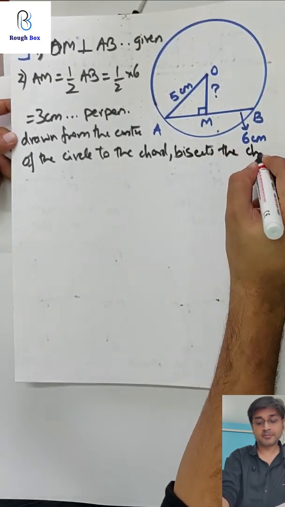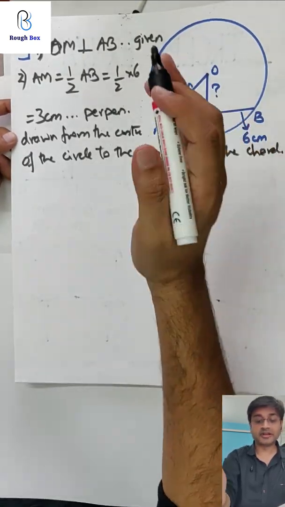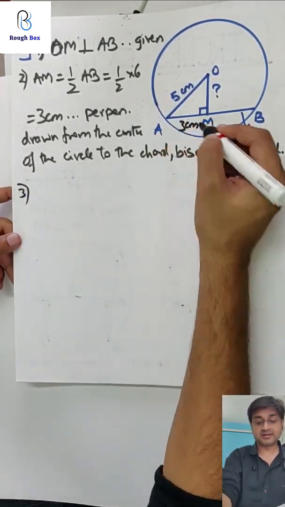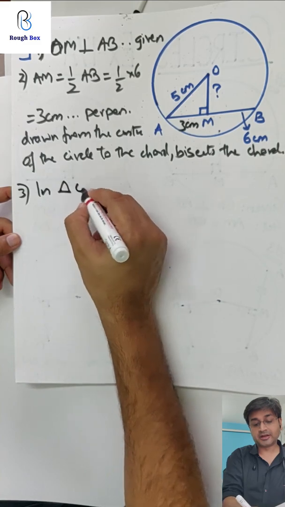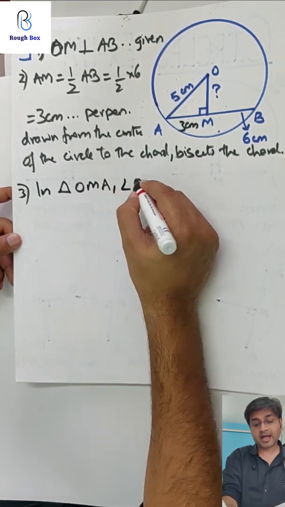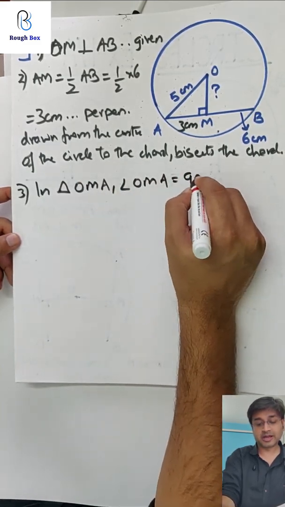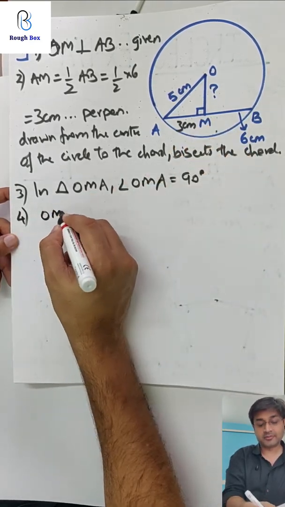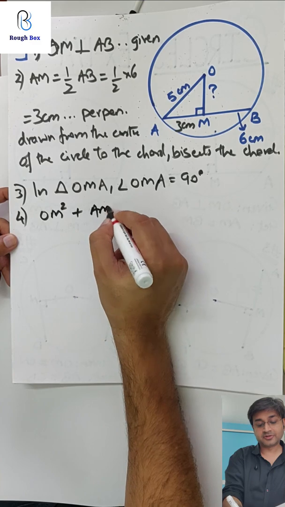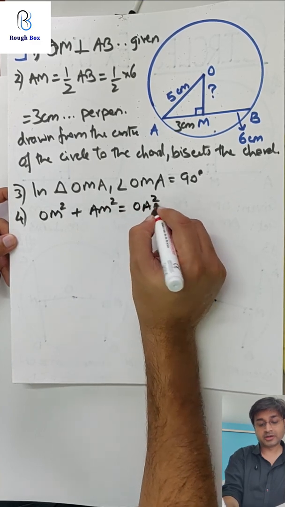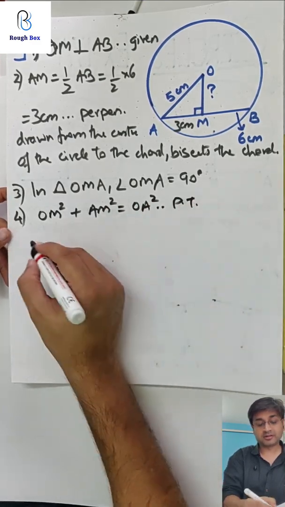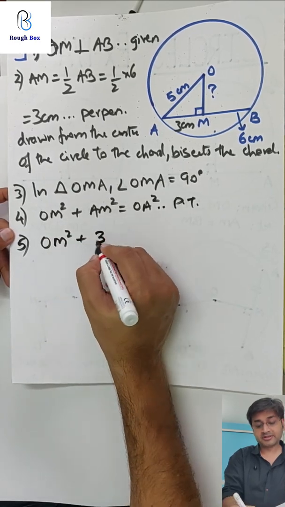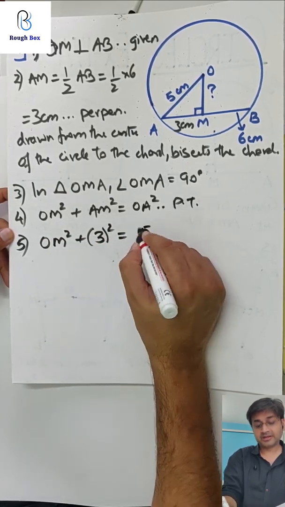Yeah, so the perpendicular drawn from the center to the chord bisects the chord. So now we managed to get this as 3 centimeters. So in triangle OMA, angle OMA equals 90 degrees. Since this is 90 degrees, I can say that OM squared plus AM squared equals OA squared. Reason: Pythagoras theorem. So OM is unknown, AM is 3 and OA is 5.